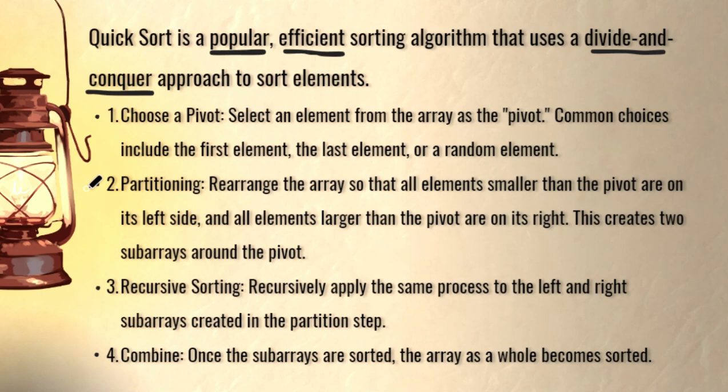Number 2 is partitioning. So, partitioning means rearranging the array so that all elements smaller than the pivot are on its left side, and all elements larger than the pivot are on its right. This creates two subarrays around the pivot. So, maong kailangan jud ta mangita og pivot or mag-create og pivot is because mao na siya ang ato ang i-compare sa remaining elements sa atong array aron maka-partition ta.